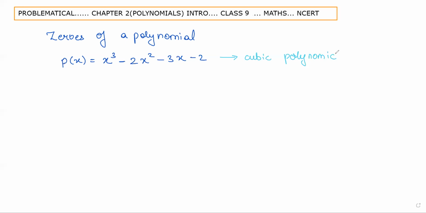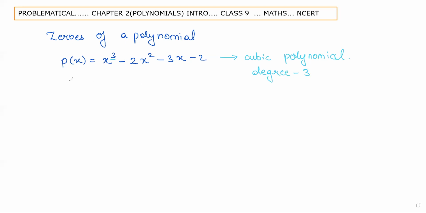Because it is a cubic polynomial, it will have degree 3. The highest power that x can hold amongst all the terms of this polynomial is 3. Hence, the degree of the complete polynomial will be 3. That means x can have 3 different values. This is the topic of discussion here.